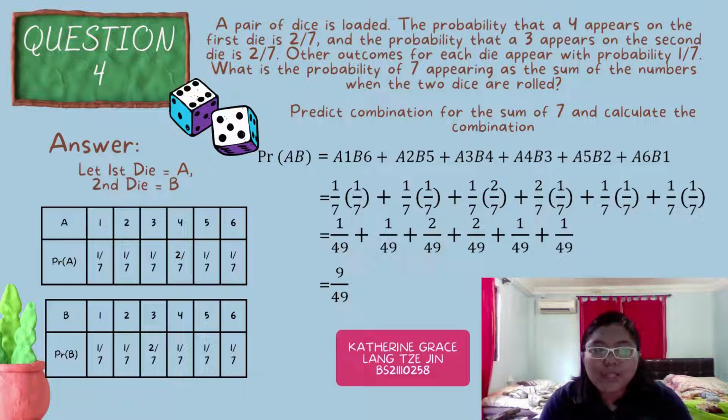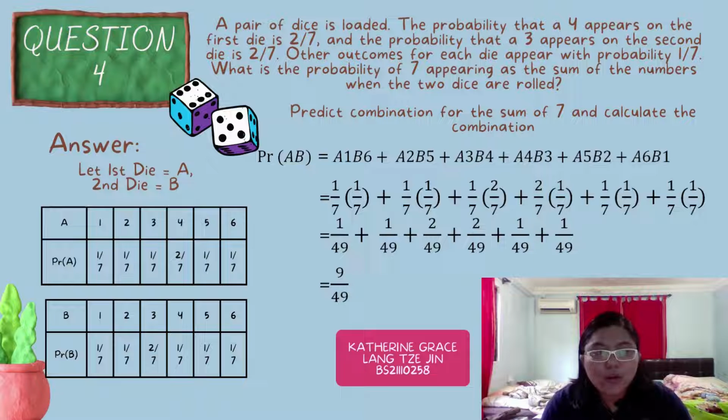Now I will present my solution. Assuming both dice are the same, let the first die be A and the second die be B. Then we state all the probabilities for what number will land on both dice. As we can see from the table for the first die, all are 1/7 except when the die lands on a 4, which is 2/7. As for the table for the second die, all are 1/7 except when it lands on 3, which is 2/7.